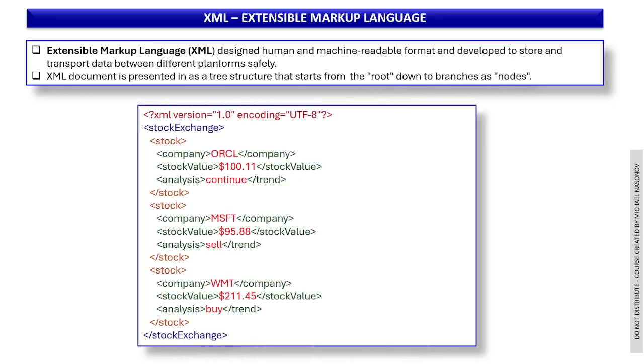Here is a very simple XML format for stock exchange companies: company, stock value, analysis continue, analysis sell, analysis buy. In this case, it's a pretty simple example with repeating stock tags. But indeed, an XML file format could have nested XML tags. Proceeding to the next.